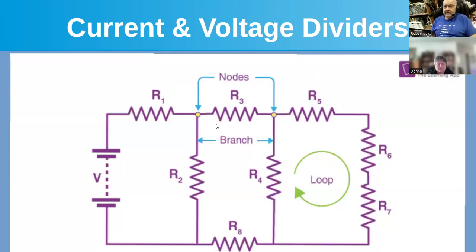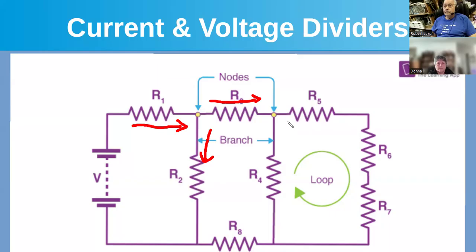So that law said that the current entering a node has to be equal to the current leaving the node. So we would have a current this way, and we'll have a current this way, and we'll have a current this way. So these two have to be equal to this one. They won't necessarily be equal to each other because of the value of these resistors, but they have to be equal to this.